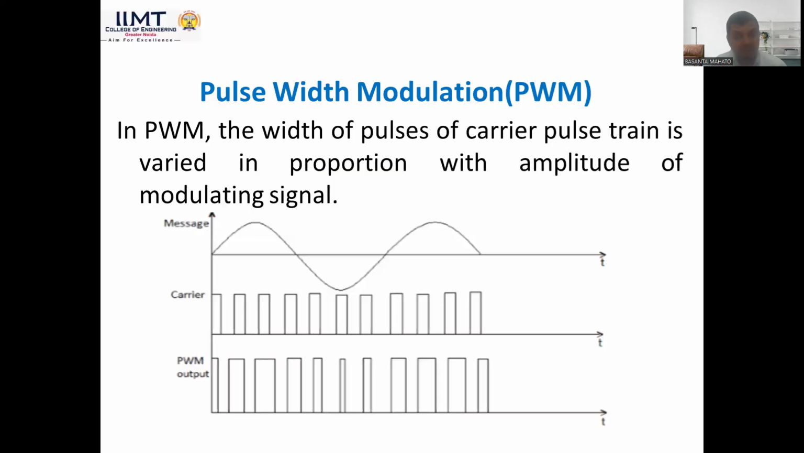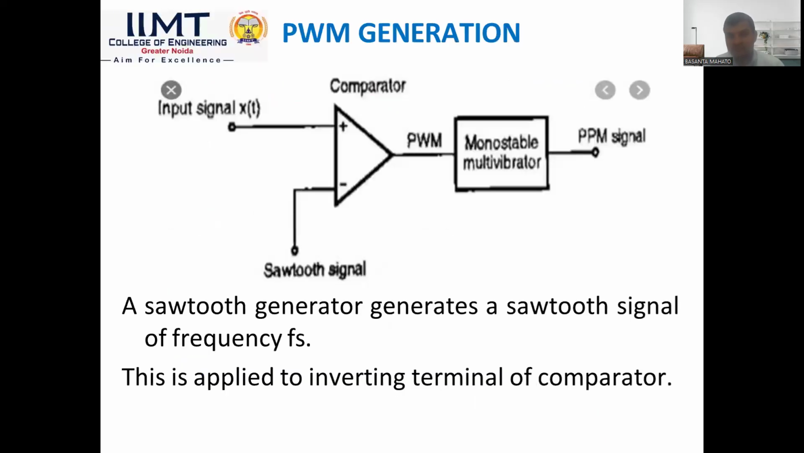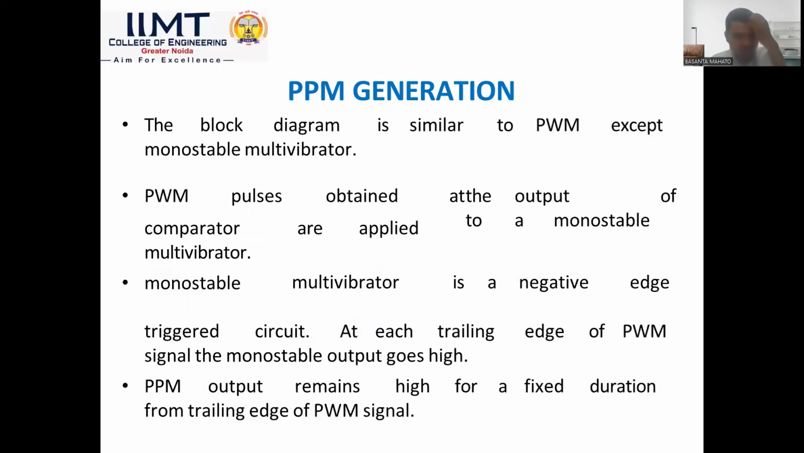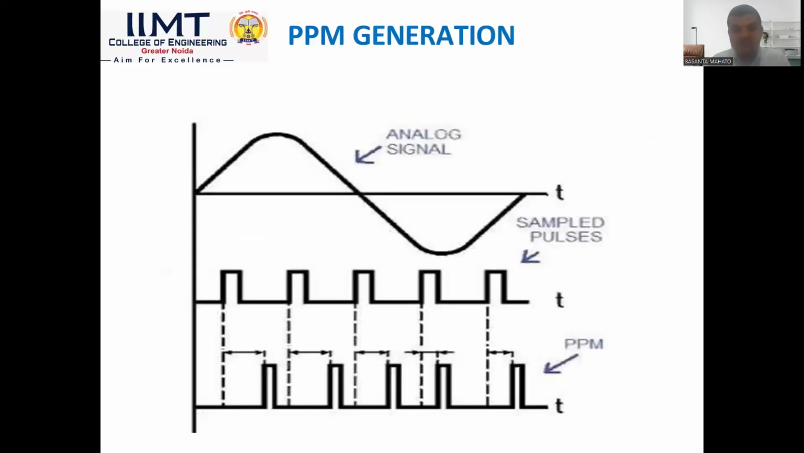In pulse width modulation, the width of the pulse of the carrier is varied in accordance with the amplitude of the modulating signal. This is the PWM generator. Pulse position modulation is a technique in which the position of the pulse carrier train is varied in accordance with the amplitude of the modulating signal. Here is the PPM generation. You see, as the signal decreases, the pulse position is shifted. You see the position is moving, so this is PPM, pulse position changing.